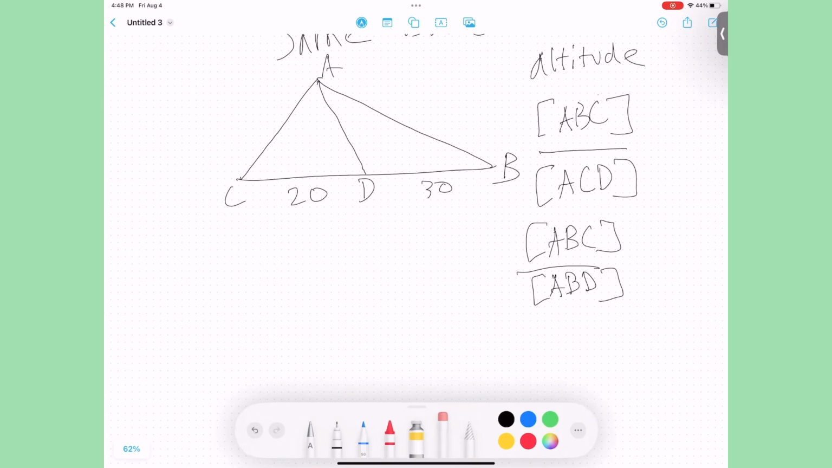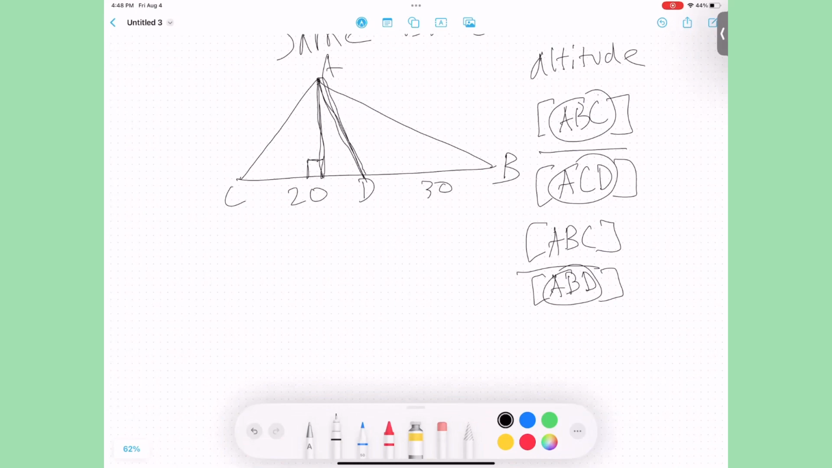Sorry, ABC, ACD, and ABD. All the altitude is the same, because if you drop an altitude like this, do you see how it's the same for every single triangle? The altitude is just the same. That's basically why you write AD like that, because AD is the same. Basically, ABC, ADC, and ABD both share the same side length AD, right?